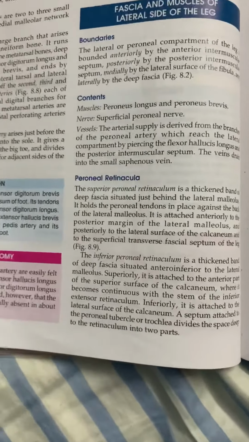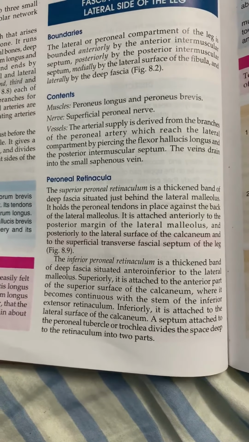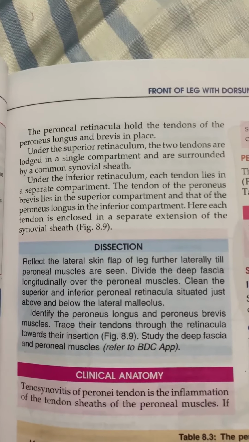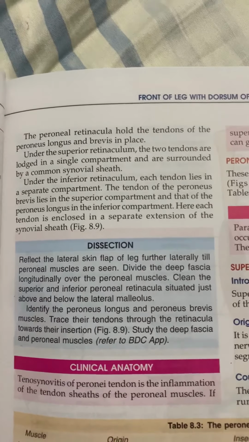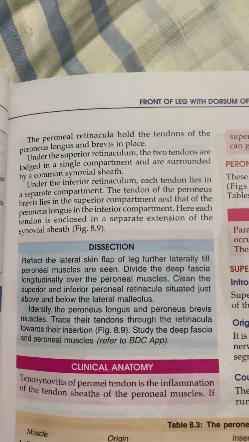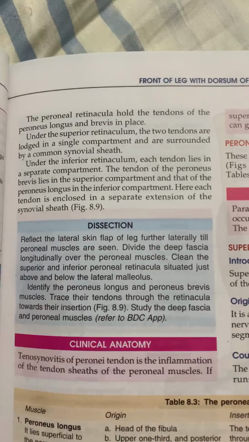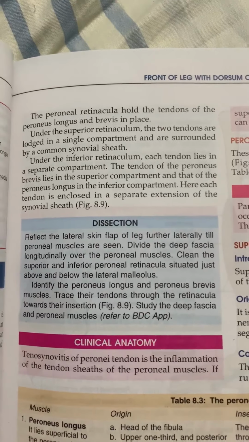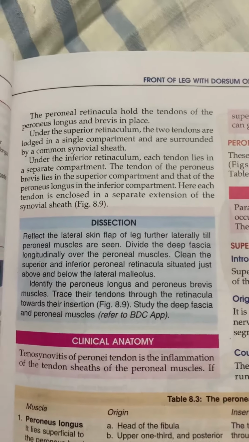And what happens is a septum attached to the peroneal trochlea divides the space deep to the retinaculum into two parts. And the peroneal retinacula hold the peroneal tendons in place, that is peroneus longus and brevis. Tertius comes under anterior compartment of the leg. So under the superior retinaculum, both the tendons have common synovial sheath and fall under a single compartment, whereas in the inferior retinaculum, remember opposites, that is brevis. Peroneus brevis lies in superior compartment and longus lies in inferior compartment.